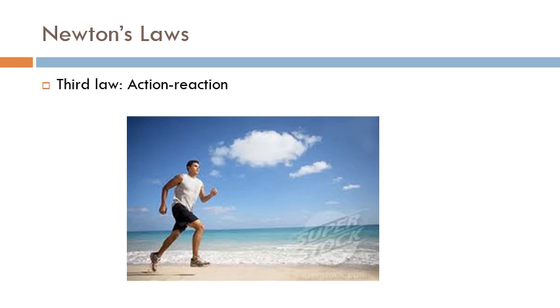Okay, then we have Newton's third law, which is the law of action-reaction. For every action, there's an equal and opposite reaction. So if you look in the picture here, you notice the surface this guy is running on. If we were to compare this surface to a surface like pavement or something of that nature, what would be the difference?